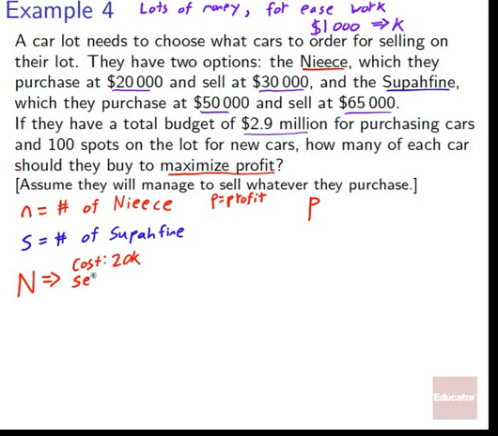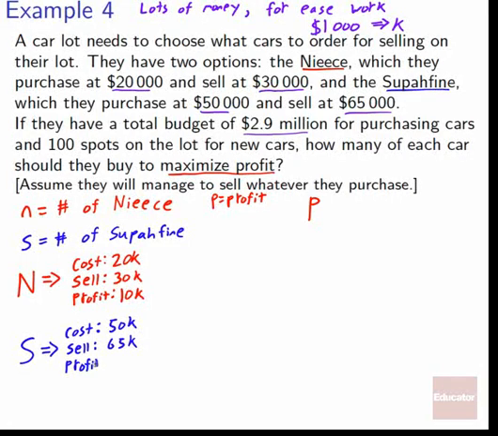They can sell that for 30K, which would net them a profit of the amount that they sold it for minus the amount that they had to buy it for. So that would net them a profit of 10K. For the superfines, they cost them 50K to buy. They sell them at 65K, so each one they sell is going to net them a profit of 15K.